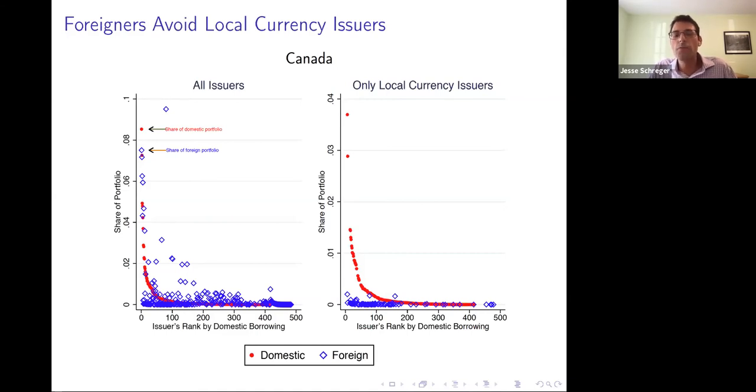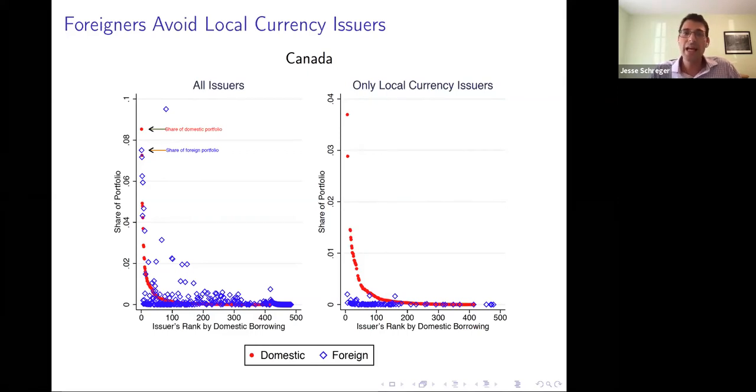portfolio. But you can really see the difference between how differently domestic and foreign investors behave when you look at the right graph, where we're throwing out from that left panel any Canadian firm that's issued a bond in a currency other than the Canadian dollar. So this only local currency issuers graph is basically saying, let's only look at the Canadian firms that borrow only in Canadian dollars. And let's ask, how much of the domestic portfolio in red do their bonds account for versus how much of the foreign portfolio do those same firms account for in the blue diamonds?